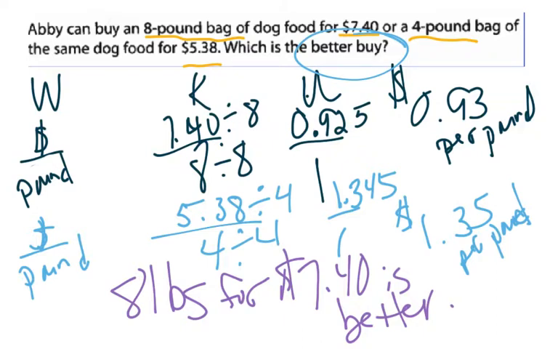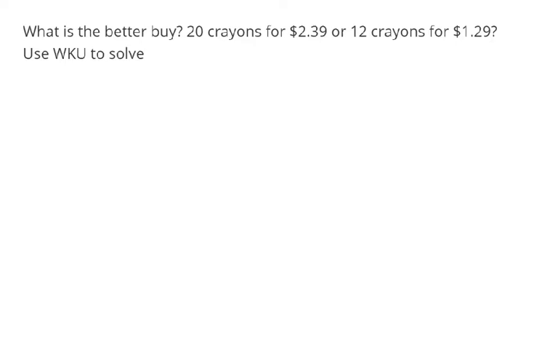Oh, I lied. Sorry, there's one more. Here we go. It's another better buy question. So this is going to be the same thing. You're going to set up a WKU, and you're going to do exactly the same thing you just did with the better buy for the dog food. It is the same thing that you would do for the crayons. So this question is exactly the same as that last question. Okay. Probably question 3 is probably the hardest one.